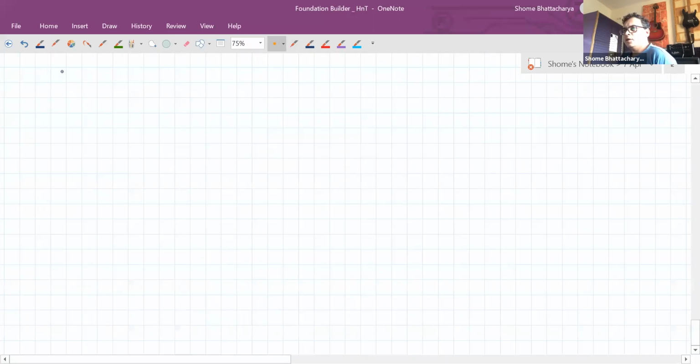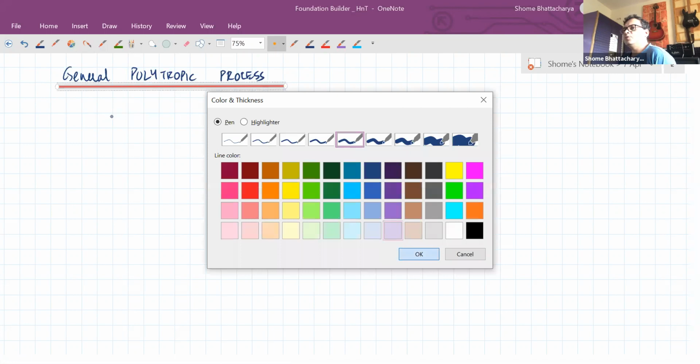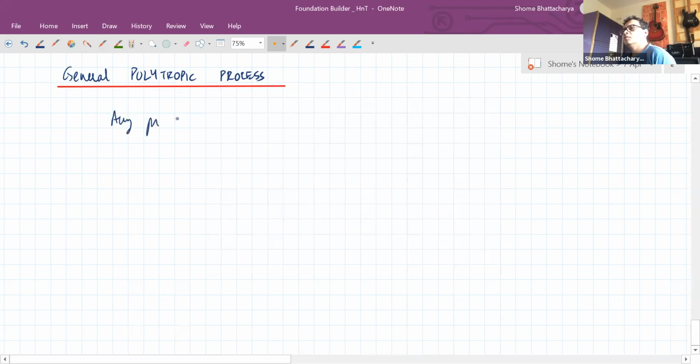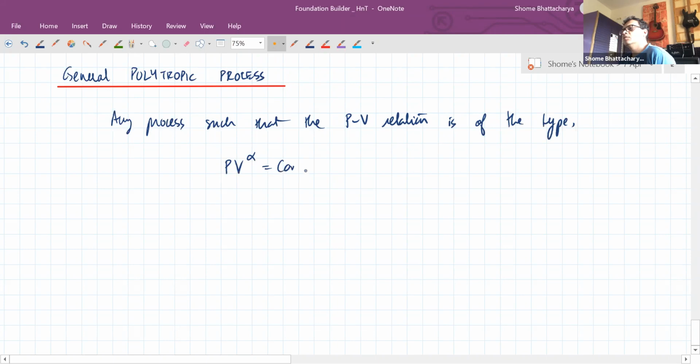So next thing we will see is something called polytropic processes, or general polytropic process. This also you might have studied in chemistry. So a general polytropic process is any process such that the PV relation is of the type PV to the power alpha is constant, or P is proportional to 1 by V to the power alpha.